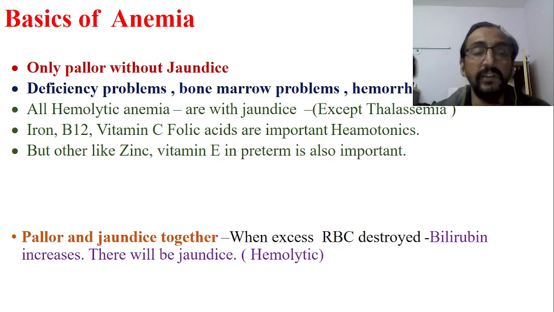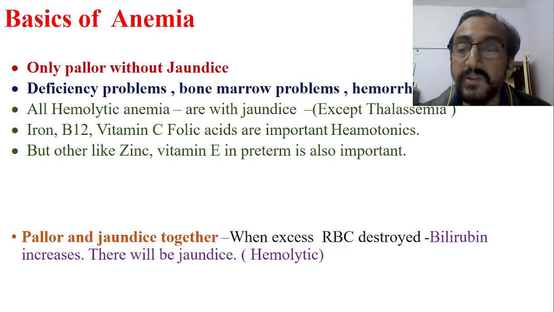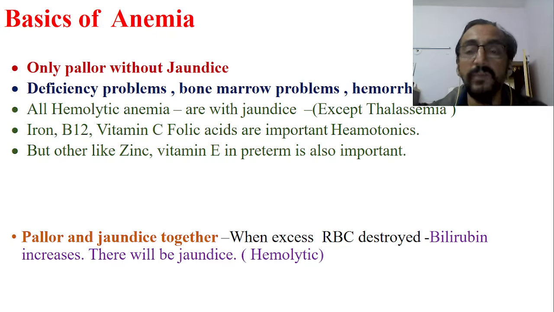Pallor with jaundice together is seen in case of excess RBC destruction. In this condition, once the RBCs get destroyed, bilirubin will increase because of heme metabolism, and as a result, biliverdin is converted into bilirubin, and this bilirubin undergoes conjugation, and that leads to jaundice.